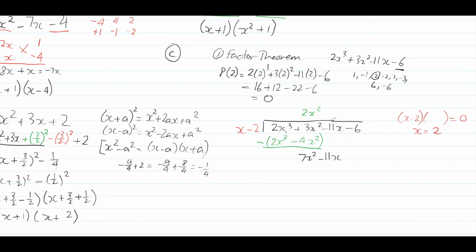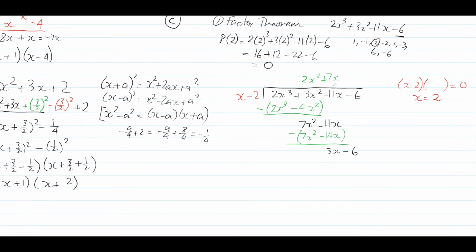Now what can you do over here? Again, same thing. You need to try to get rid of 7x squared. It's always trying to get rid of the first term available here. So I multiply my x by positive 7x. I essentially try to get the same expression, right? 7x multiplied by x is 7x squared, and then 7x multiplied by -2 gets me -14x. And then when I subtract this apart, I end up with -11x plus 14x, which is 3x, and then you have -6 that comes down afterwards.